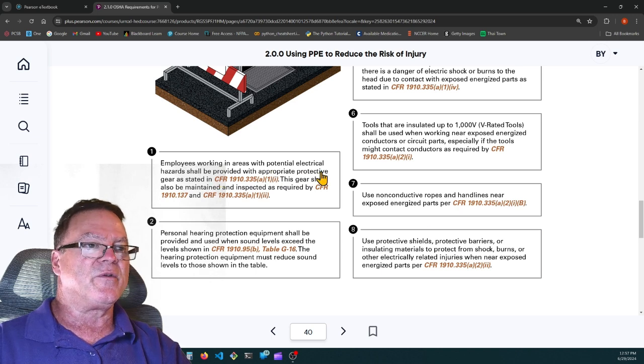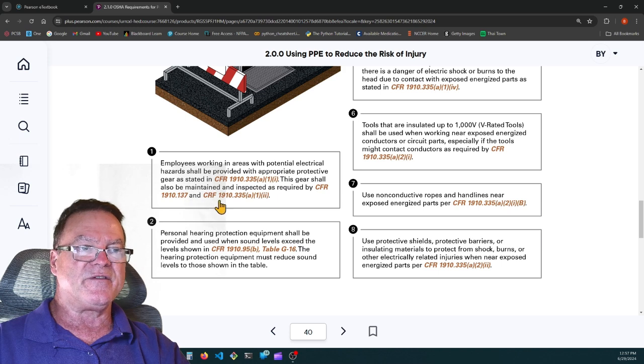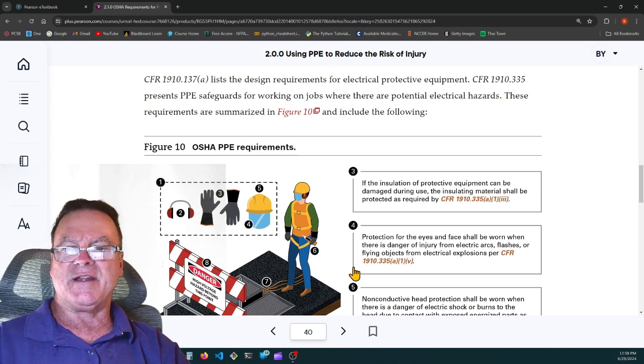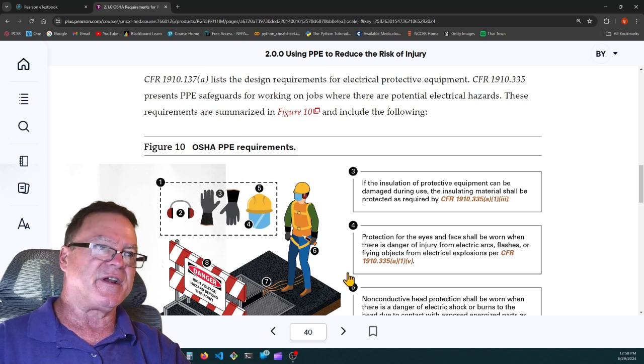Employees working in an area with potential electrical hazards shall be provided with the appropriate protective gear as stated in CFR 1910.335(a)(1)(i). This gear shall also be maintained and inspected as required by CFR 1910.137 and 335(a)(1)(ii). Personal hearing protection equipment shall be provided and used when sound levels exceed the levels shown in 1910.95(b). It's 90 decibels for an 8-hour workday. If it's higher than 90 decibels for an 8-hour workday, you have to wear hearing protection.